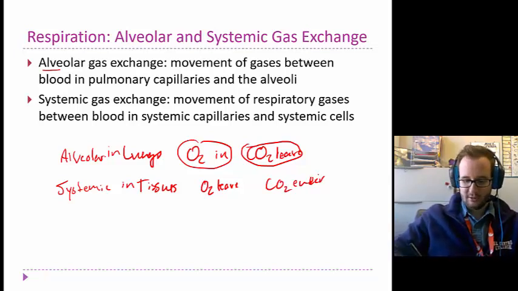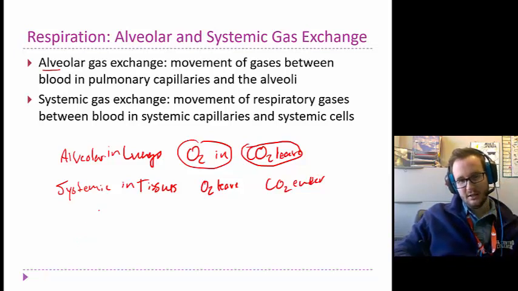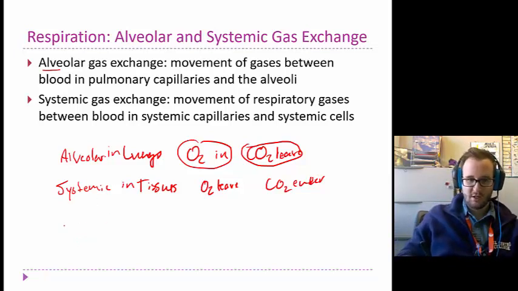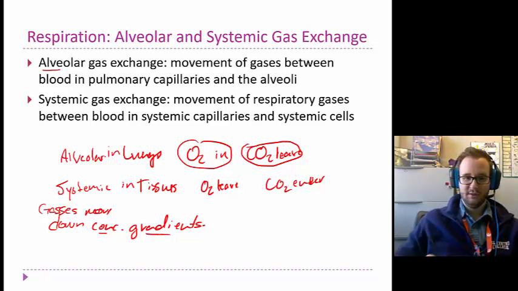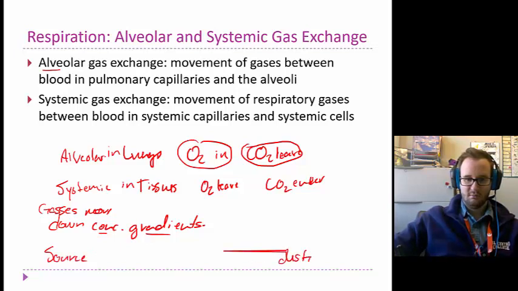An important thing to remember here is that oxygen and carbon dioxide are always going to go down their concentration gradients. So gases move down concentration gradients. Whenever I say down concentration gradients, we're going to define this term a little bit more in detail. I want y'all to think about sources. Anytime we talk about a gradient, there's going to be a source and a destination. A source means this is where that gas comes from.